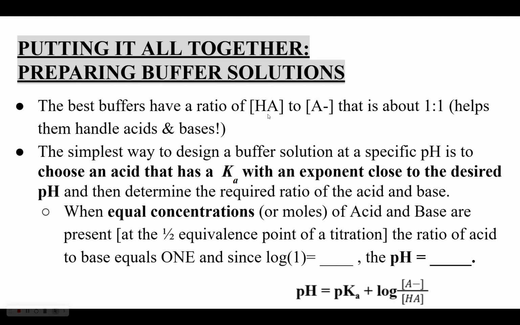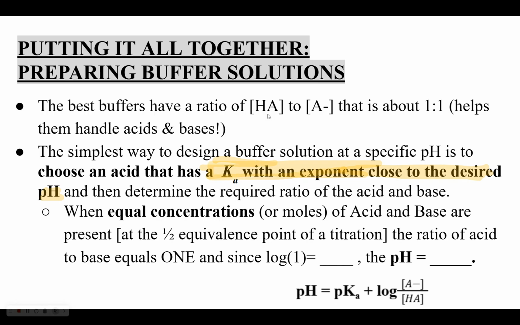Of course, we also want a large buffer capacity if we can, but oftentimes we're limited by the solutions and the materials that we have present. But no matter what, a better buffer will have a ratio closer to 1:1. And that's not always possible, but we'll do the best that we can. The simplest way to design a buffer solution at a specific pH, because remember, we're always going to have a target pH that we're wanting to keep our reaction or our equipment at, is to choose an acid that has a Ka with an exponent that is close to the desired pH. And that's a really important statement there. And we've already kind of talked about that a little bit as well.